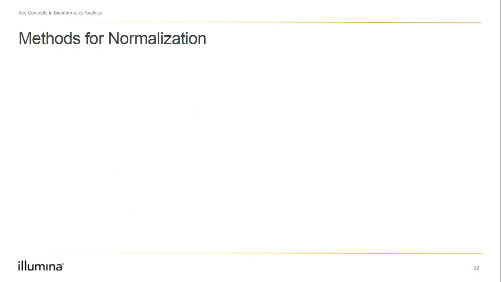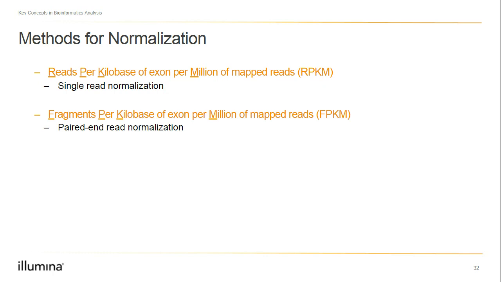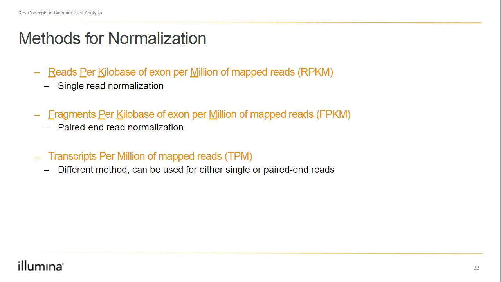Lastly, let's talk about how these 2 methods are combined and used for normalization. Reads per kilobase of exon per million of mapped reads, commonly known as RPKM, takes into account reads mapped and length of the transcript for normalizing single reads. Fragments per kilobase of exon per million of mapped reads, or FPKM, normalizes in the same manner as RPKM, but is specific to paired end reads. Since RPKM and FPKM are normalized in the same way, these counts can be used to compare samples with one another. Transcripts per million of mapped reads, or TPM, is a different method that can accommodate either single or paired end reads.